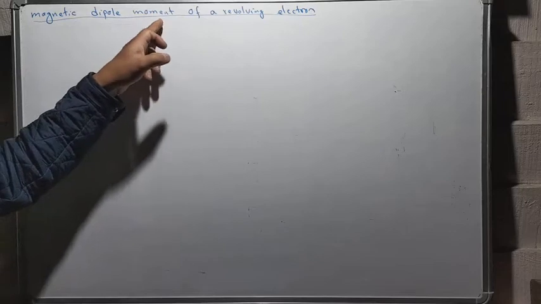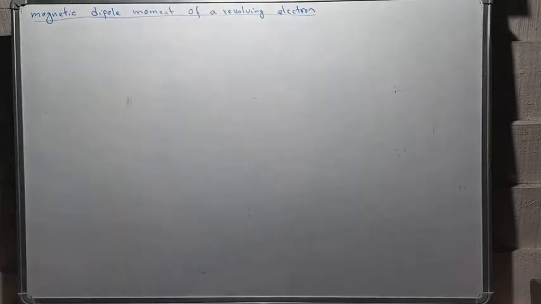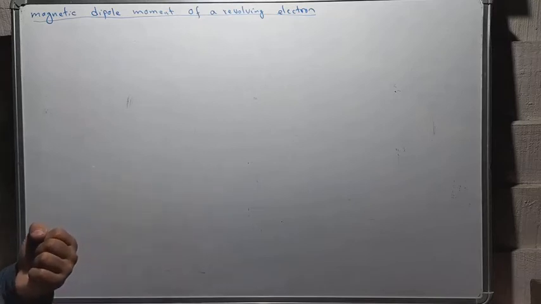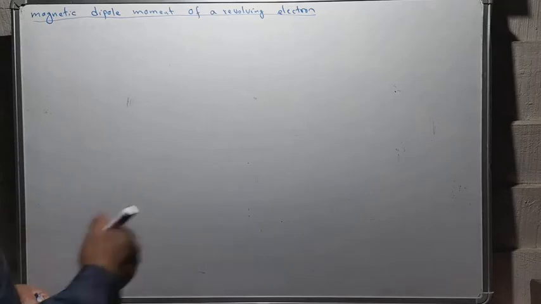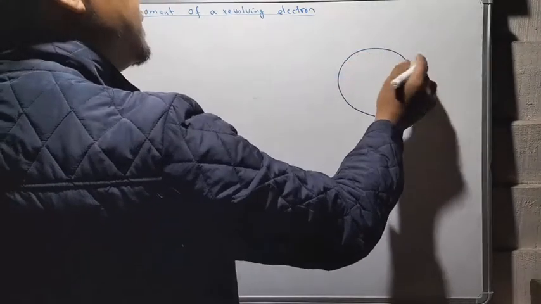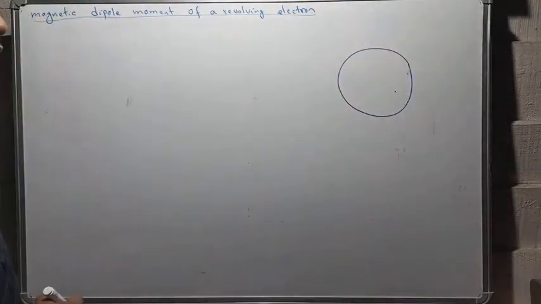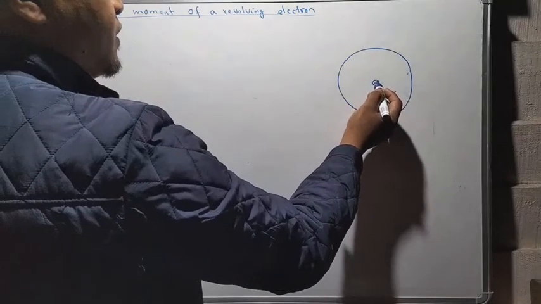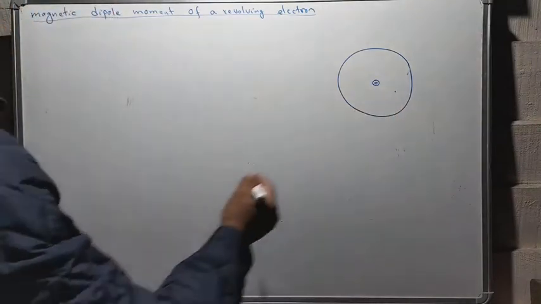Magnetic dipole moment of a revolving electron. Okay, so in this topic we shall see how much is the magnetic dipole moment when the electron revolves around the nucleus. Let us consider this is the orbit of the electron, and let us say that this is the center of the nucleus.